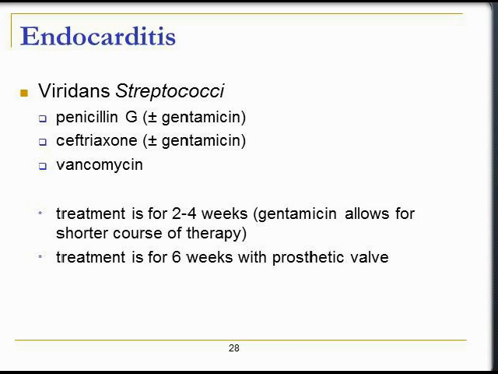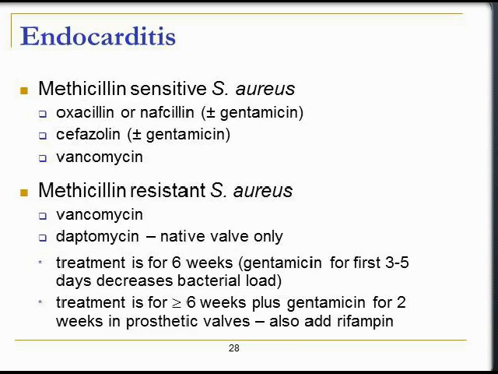But if you use an aminoglycoside in a patient with strep endocarditis, you can decrease that length of therapy down to 2 weeks, and so that's obviously very advantageous in our patients. So here the aminoglycoside is used to decrease the length of therapy. With MSSA endocarditis, then usually a beta-lactam that's active against staph or vancomycin. With MRSA, you're going to need to use either vancomycin or daptomycin.